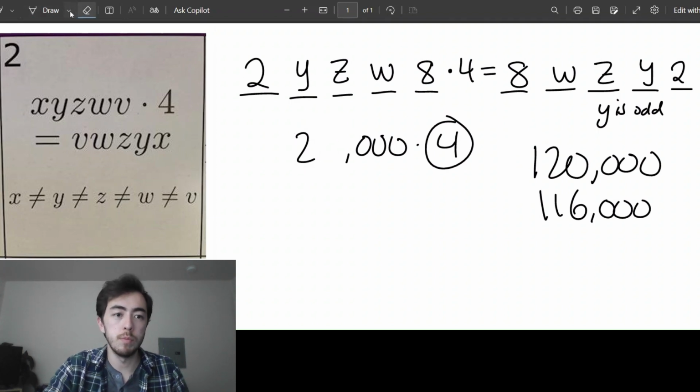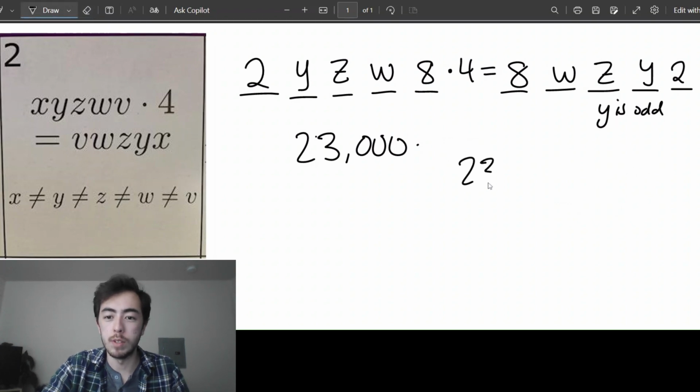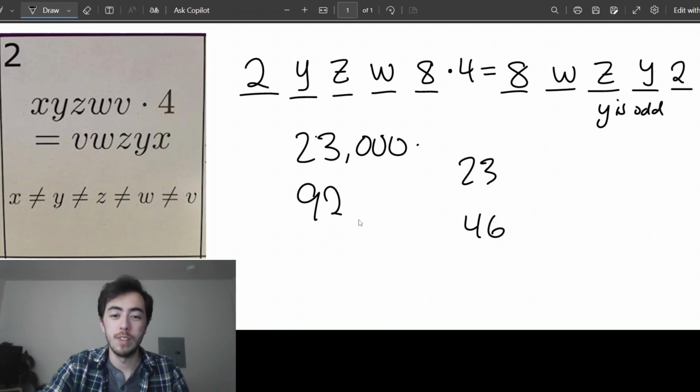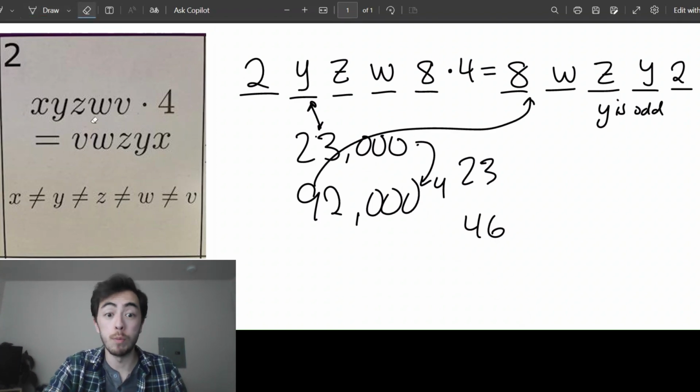So even if I picked something like maybe 23,000 times the 4, 23 times 4 is going to be whatever 46 times 2 is. I'm just adding them right now. So it'll be 92,000 when we multiply this one by 4. And so if we put a 3 right there for Y, that would make our V digit too big.